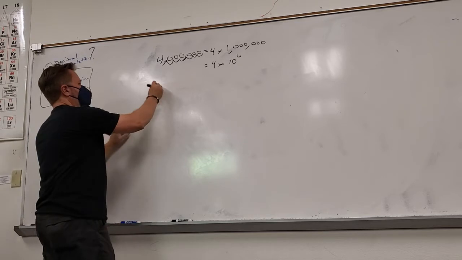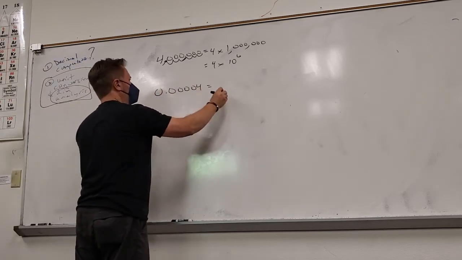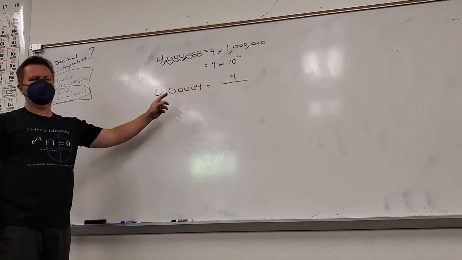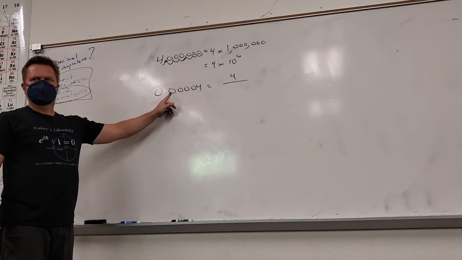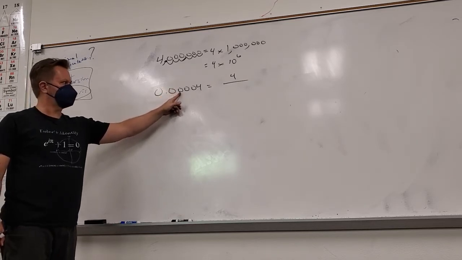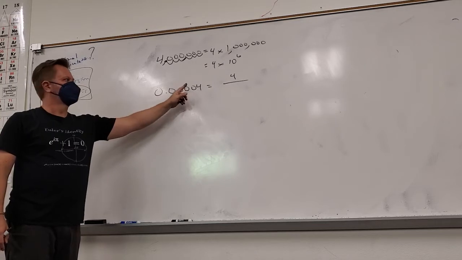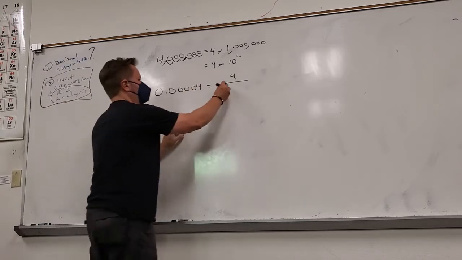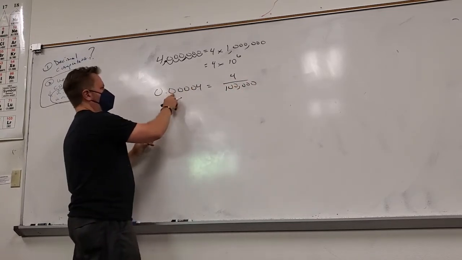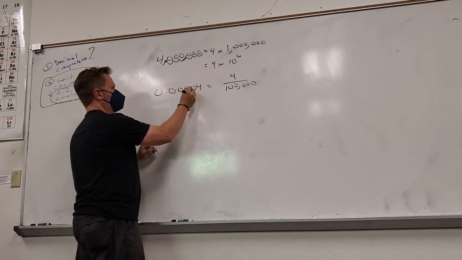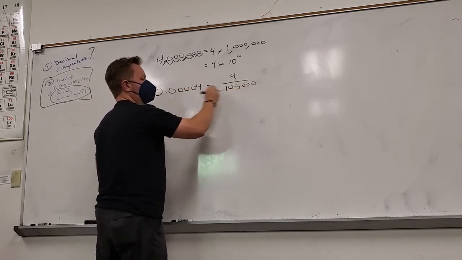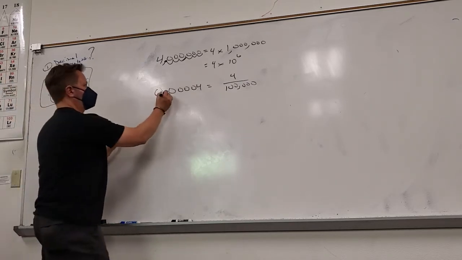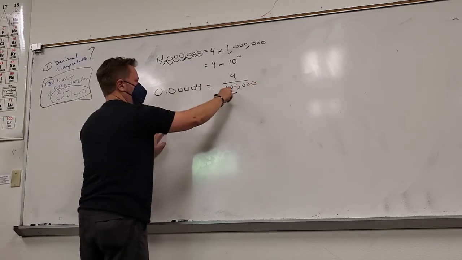So what about if I had something like this? Does anyone know what that is as a fraction? What place is that in? Do you guys know? What place is this? Tenths, hundredths, thousandths, ten thousandths, hundred thousandths. Watch this. 1, 2, 3, 4, 5 times 1, 2, 3, 4, 5 zeros. That's the shortcut. Why do we go 5? Say it. 5. Yeah, we move the decimal to the end of the 4, so there's 5 zeros.